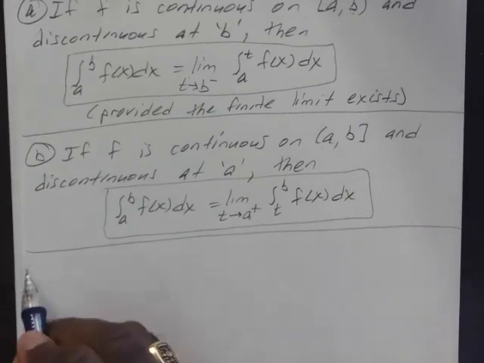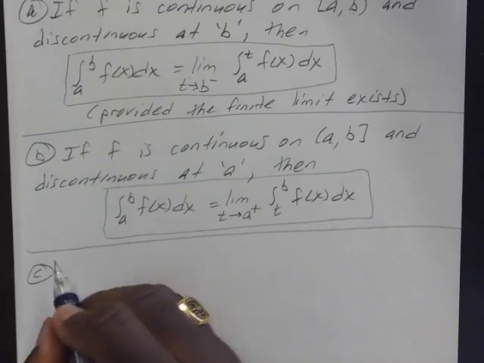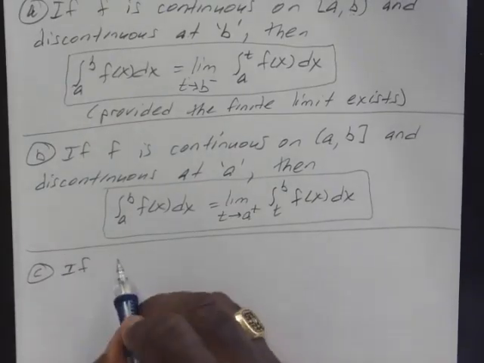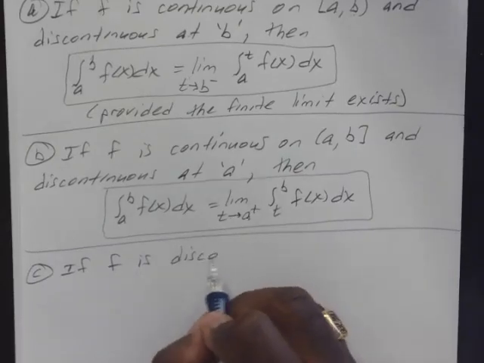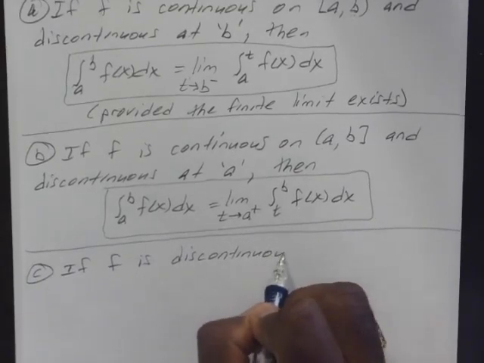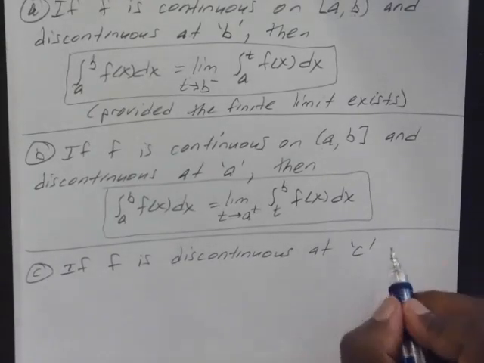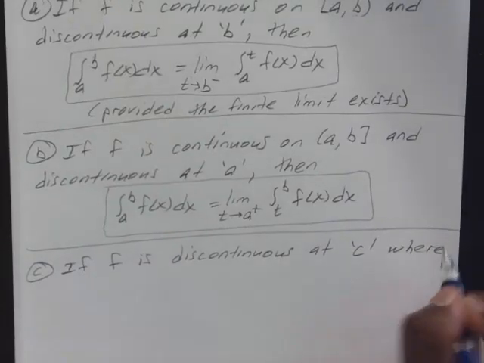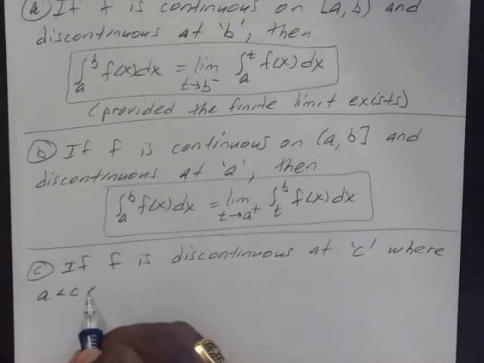Okay, so what if your graph is discontinuous at some value C that happens to be in the middle of A and B, or somewhere in between A and B? So what if our function f is discontinuous at some value C? Well, we know that C is somewhere between A and B.